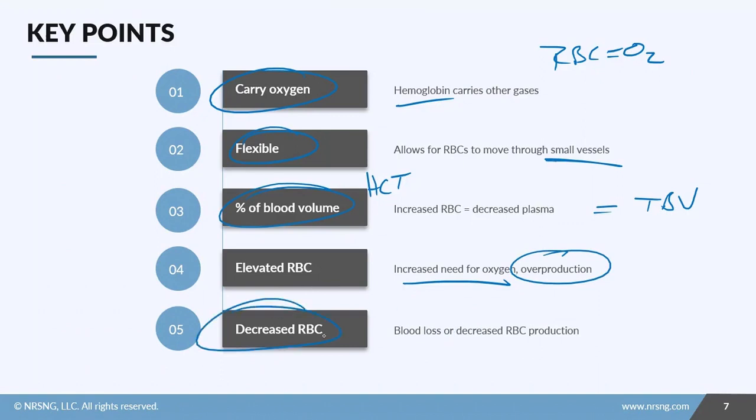And if you've got decreased red blood cells, you either have some sort of blood loss or you have some sort of decreased production from some sort of stimulus or disease.